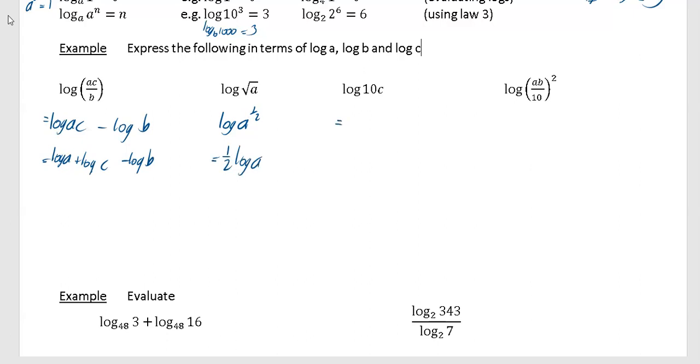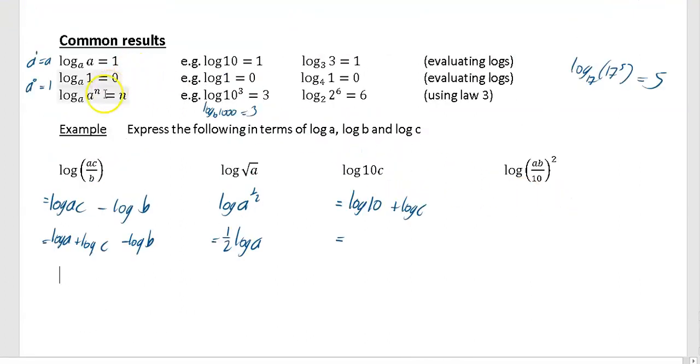This one, again, is something you need to be shown. Using my first rule of logs, I could write my log of 10c as log of 10 plus log of c. Now log of 10, the base of this log, remember, is just 10. So up here we had this one: log to base a of a is equal to 1. So we've got log to base 10 of 10 is also going to be equal to 1. So that's just going to be 1 plus log c.